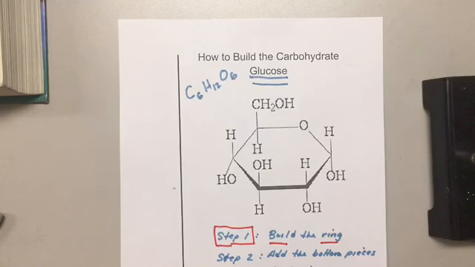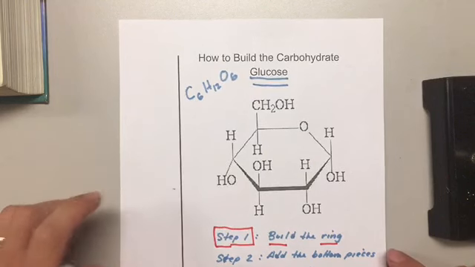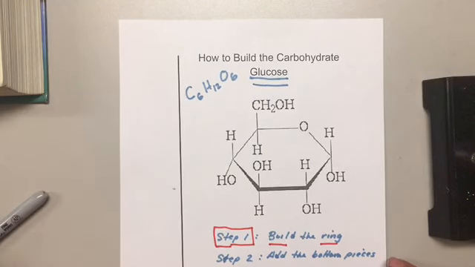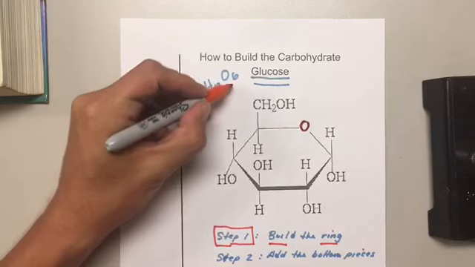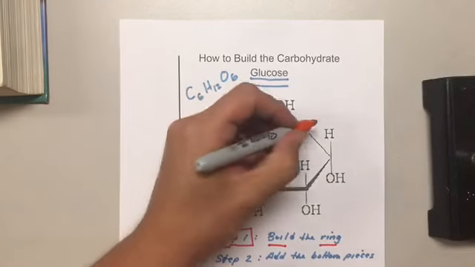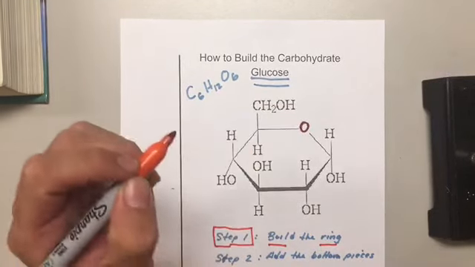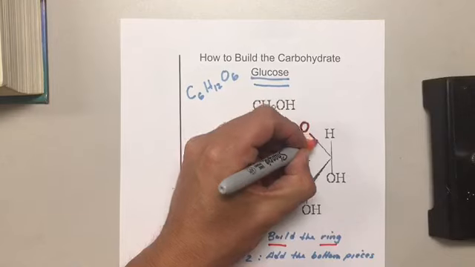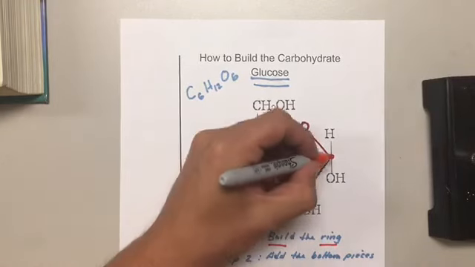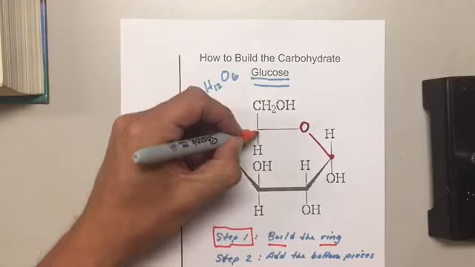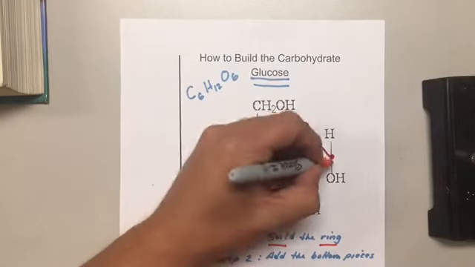Now, some of you might be thinking, what ring? What are you talking about, Rodriguez? Okay, so here is the ring. The big part is, see this O? That's one of the 6 oxygens. Now, this oxygen is actually connected to a carbon. Each corner here is actually a carbon.